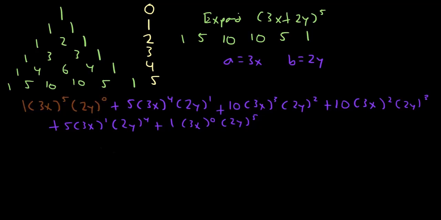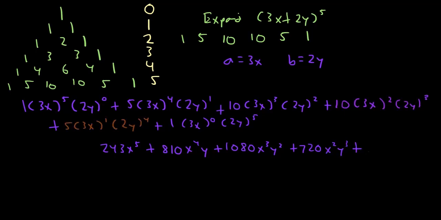So now we're just going to simplify all of this. 3x to the 5th power is equal to 243x to the 5th power, plus 5 times 3x to the 4th power times 2y is equal to 810x to the 4th power y, plus this, which simplifies to 1080x cubed y squared, plus this, which is 720x squared y cubed, plus 240xy to the 4th, and finally plus 32y to the 5th power.